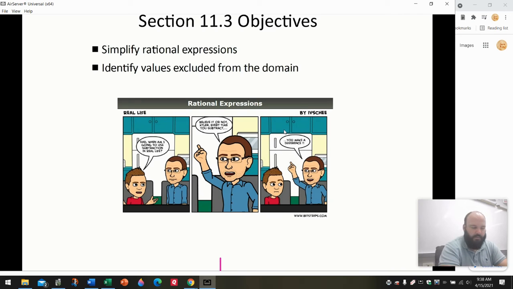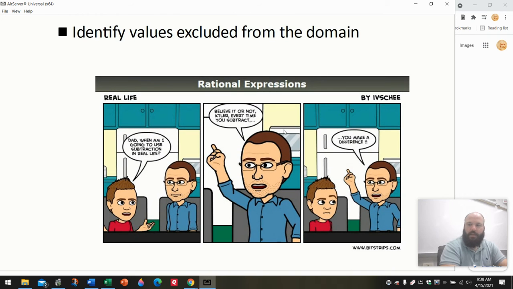Okay, hello everybody. So today we are going to begin our discussion in chapter 11, section 3. And in this chapter and section, we will be talking about simplifying rational expressions as well as identifying values excluded from the domain in those rational expressions. Now, that may make a lot of sense to you right now, but as we move forward with a couple examples, that'll probably make more sense to you once I show you some problems.